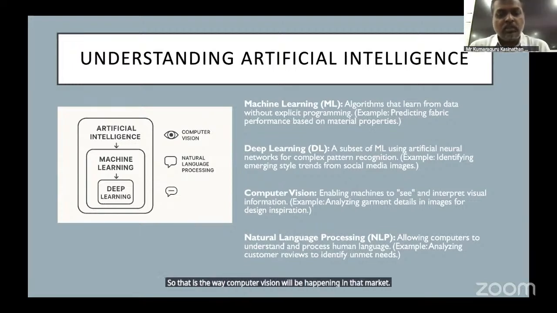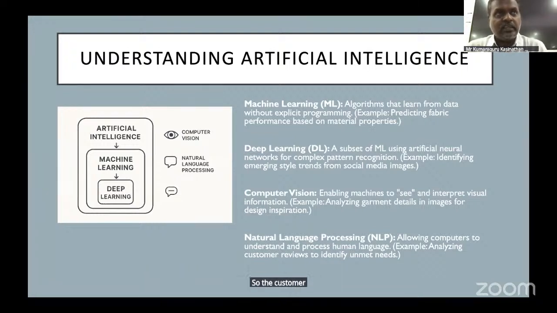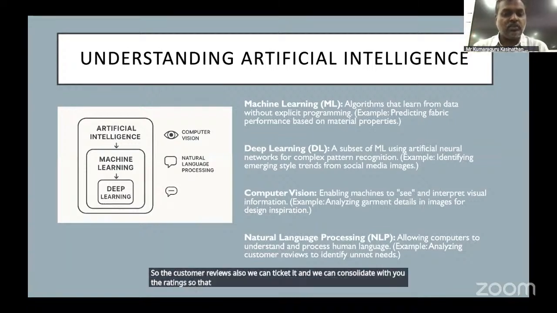Then there's one more thing called natural language processing, NLP, they say in the market. It is analyzing the customer reviews. Whenever you go to any shopping website, they have customer reviews of each product. The customer reviews we can take and consolidate to give the ratings. So that could be the natural language processing. It's called NLP.